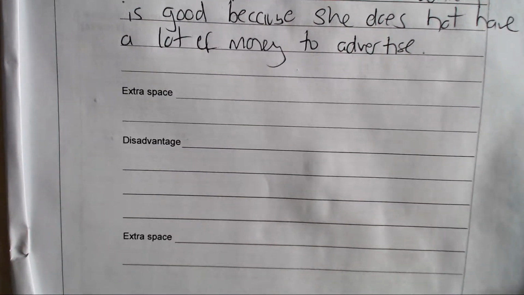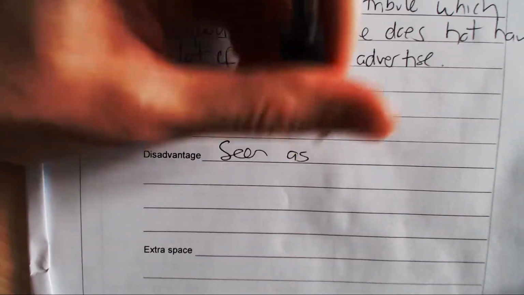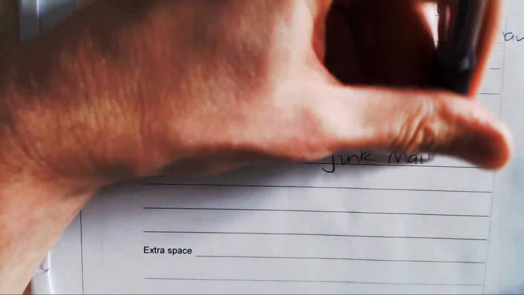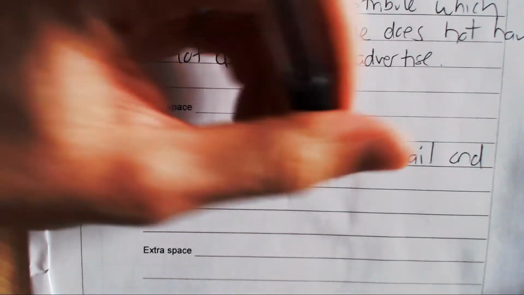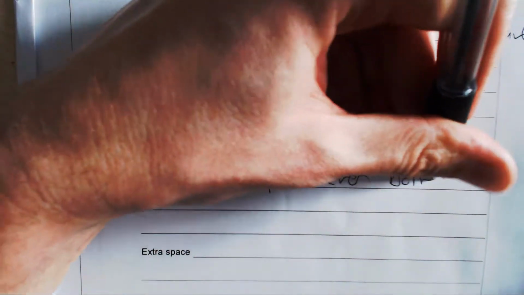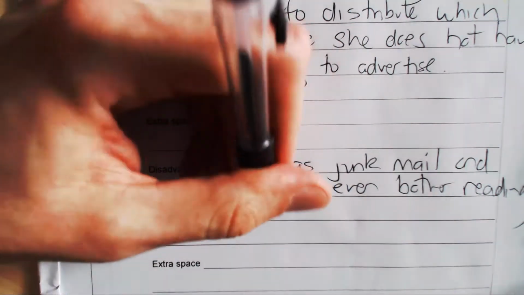Okay, so the disadvantage now. The disadvantage of these leaflets, to my mind, and my initial thought when I was looking at this question was, I don't know about you, but when I get something like that through the door, I consider it junk and I just put it straight in the bin. I don't even bother looking. So I would write disadvantage, seen as junk mail. There's my 1st mark. And so people often don't even bother reading, but just throw away.